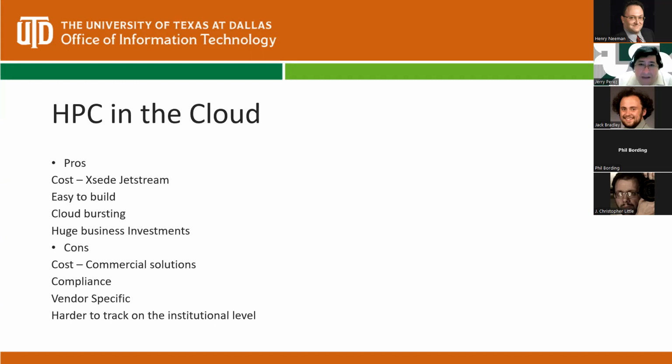So you can't say, I went to Amazon and I got a deal over Google, because maybe Google will give you a deal over Amazon. Again, it's vendor specific. So it's about relationships and about how much you're willing to invest in the cloud. Again, it's harder to track on the institutional level, especially if other departments, other colleges have their own agreements with the vendors. There's nothing preventing them from doing that.